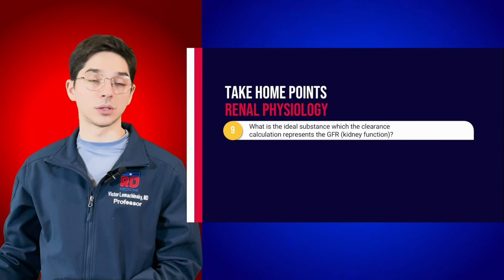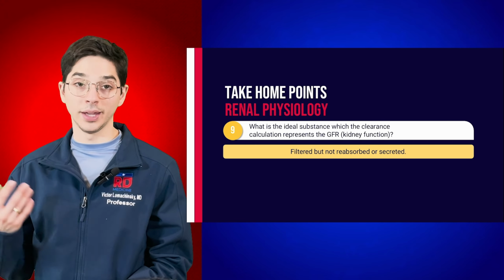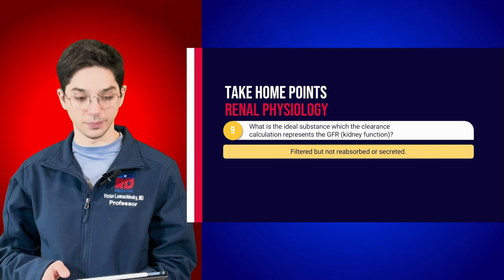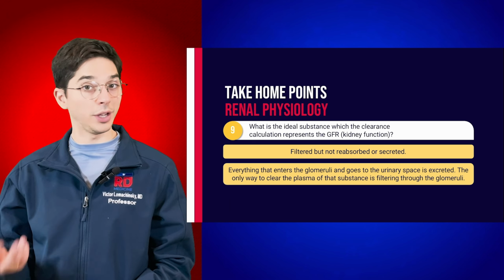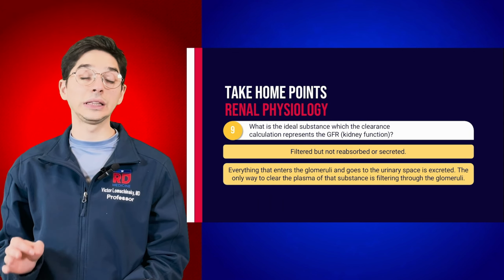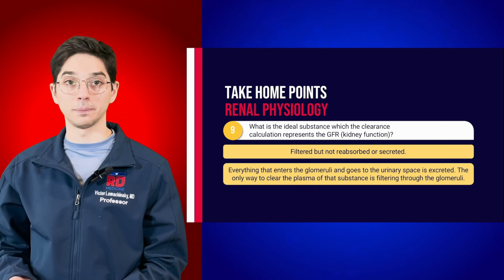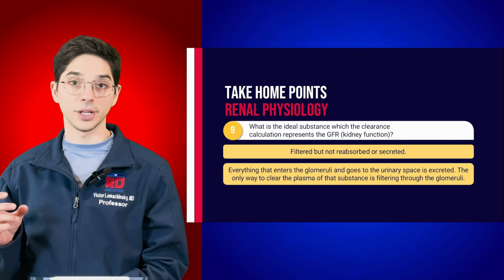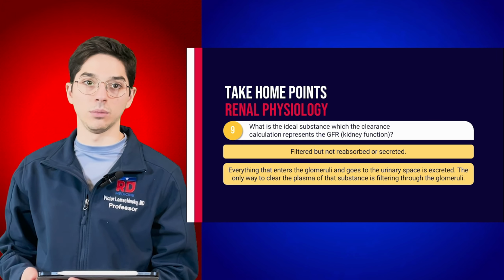What is the ideal substance that we should use if we want to calculate the GFR? Well, it's a substance that is filtered but not resorbed and not secreted. Now, everything that would enter the glomeruli would therefore be excreted. And the only way of clearing the plasma of that substance would be filtering through the glomeruli. We know that such a perfect substance doesn't exist, but it helps us understand the advantages and limitations of each one of the other ones that we're able to use.